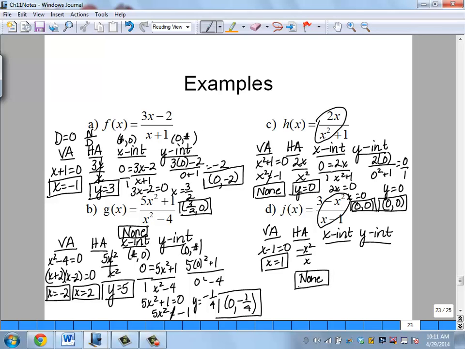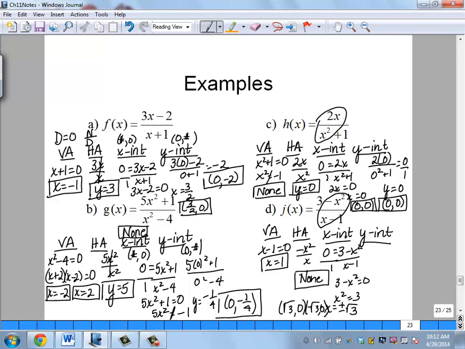X-intercept is when we have 0 in for y, so I say 0 equals 3 minus x squared over x minus 1. When you cross multiply, I have 3 minus x squared equals 0, x squared equals 3, x equals plus or minus radical 3. So my points are radical 3, 0, and negative radical 3, 0. Those are my 2 points.